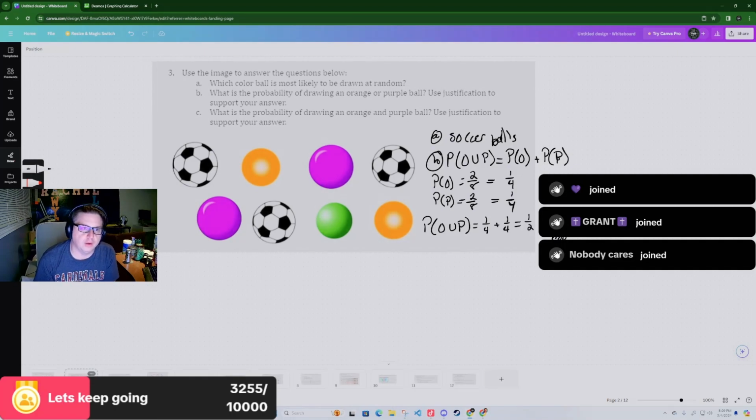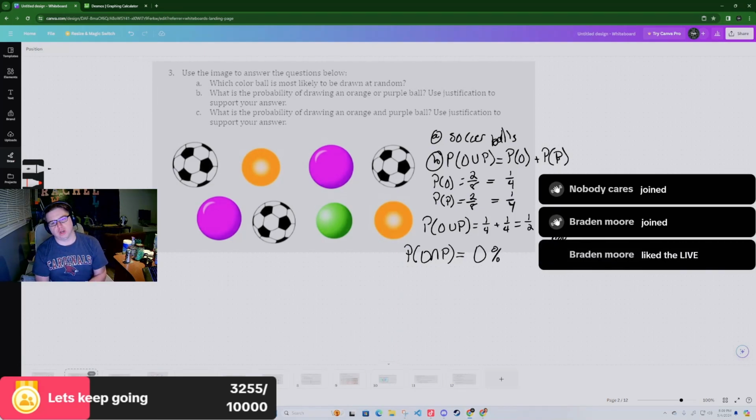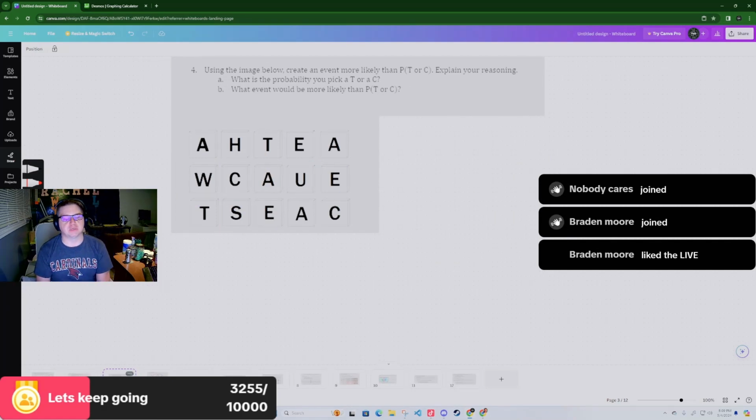Last one. What is the probability of drawing an orange and a purple ball? So if we want to do an orange and a purple ball, we have to know when we can draw one ball and get orange and purple. 0. There's no chance of that actually happening because we're only going to do one or the other. We can't really pick both at the same time. Okay?